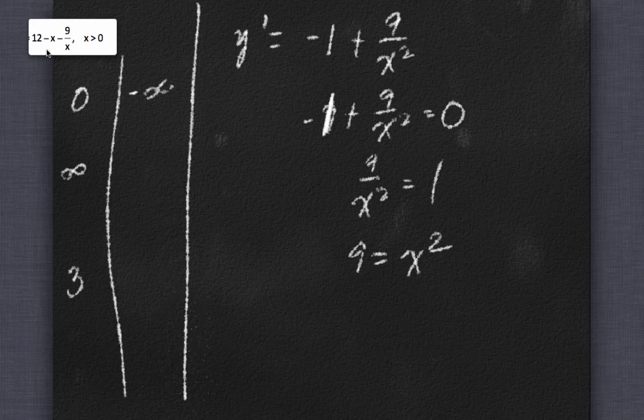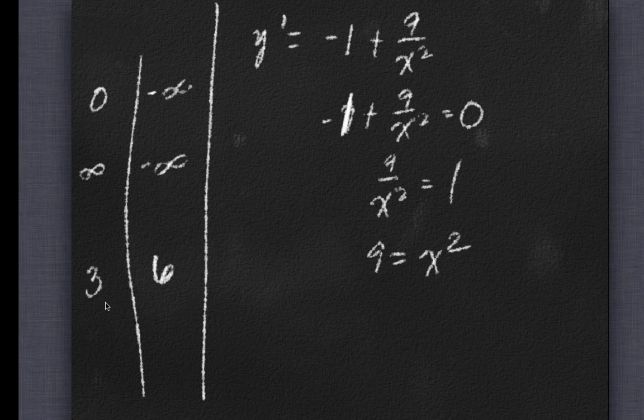As I go off to infinity, I've got 12 minus infinity minus 0. So that's again negative infinity. And then when I plug in 3, I get 12 minus 3 is 9, minus 3 is 6. So it kind of looks like, since my limits are negative infinity on both sides, that I do get to have a max of 6 at 3, but I have no mins. So let's go use a calculator.